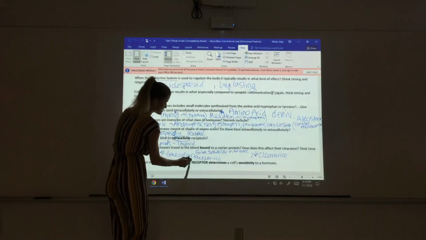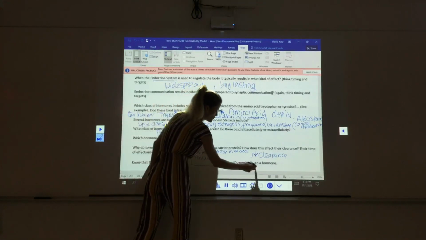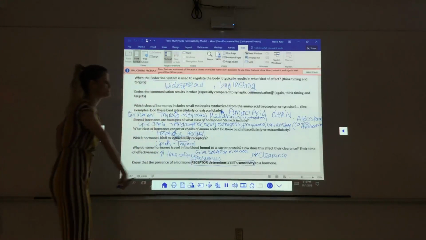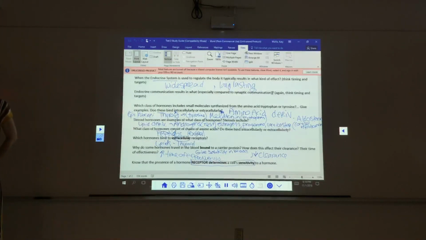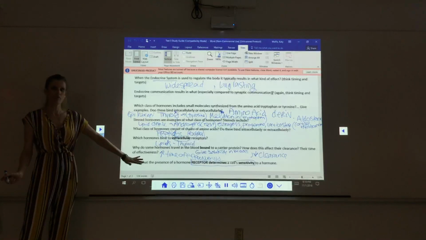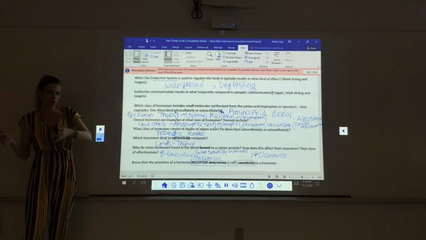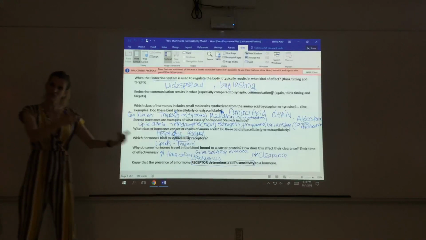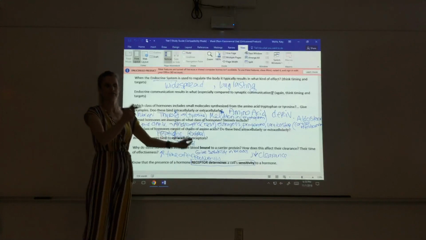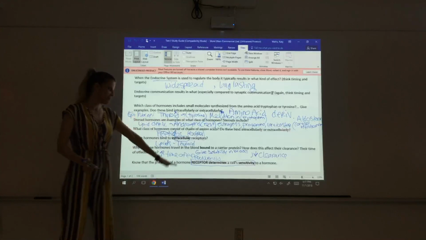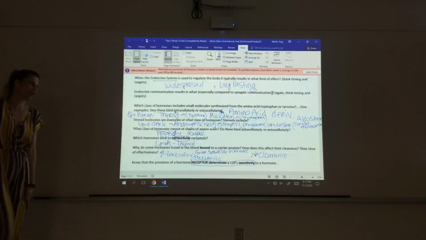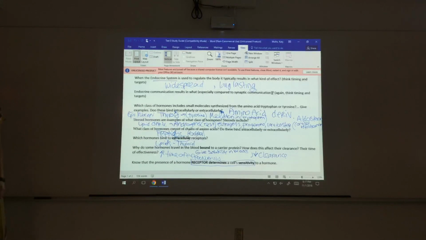Okay, know that this statement right here: the presence of a hormone receptor determines sensitivity to a hormone. Right? The concentration of the hormone does not determine sensitivity. The concentration of the hormone can change the number of receptors you have, so it can influence sensitivity, right? But the presence of a hormone receptor determines sensitivity to a hormone.